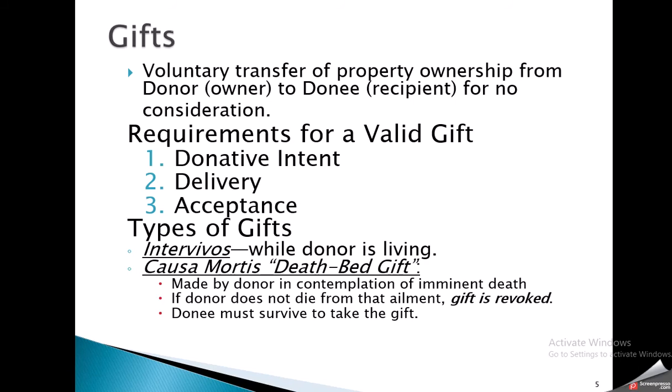There's two different types. There's inter vivos and causa mortis. So the inter vivos is while the person is living. So say, you think, okay, I have a beautiful ring that I want to give to my daughter. So for her birthday, I'm going to wrap it up and give it to her. So that's while I'm living, I give it to her, and there it is, and she's thrilled.